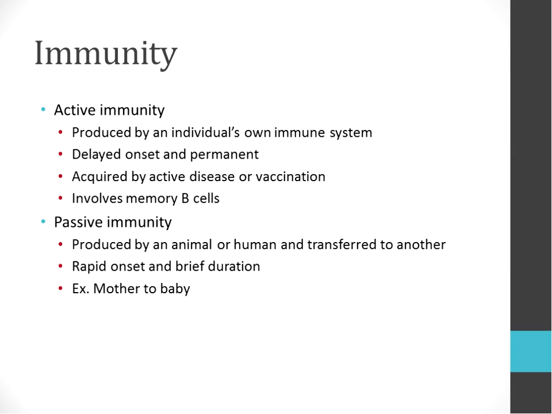There are two types of immunity, active and passive. Active is when it's produced by your own immune system. So you acquire this either by having had the active disease or by receiving a vaccination against it, and this type of immunity involves memory B cells. Passive immunity is produced by an animal or human and transferred to another. This has a rapid onset and a brief duration. An example would be from mother to baby.